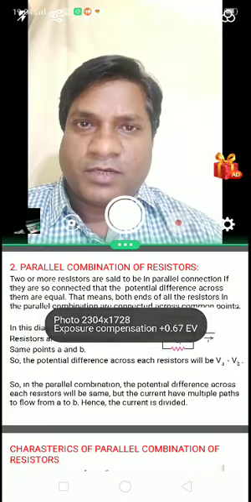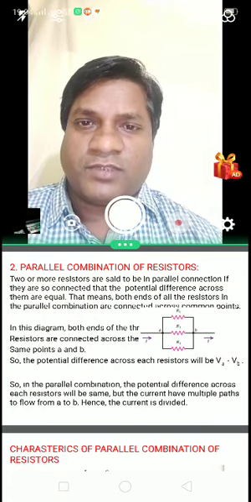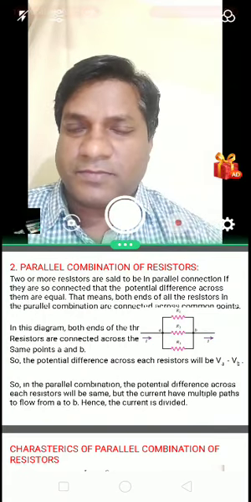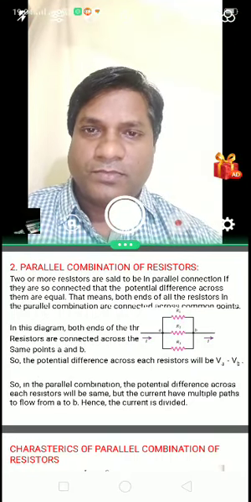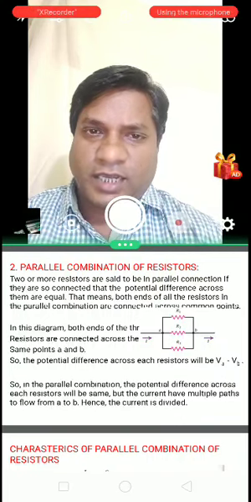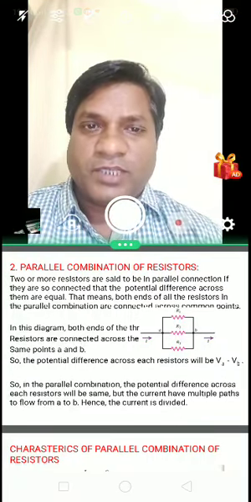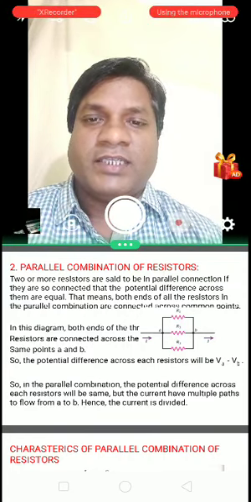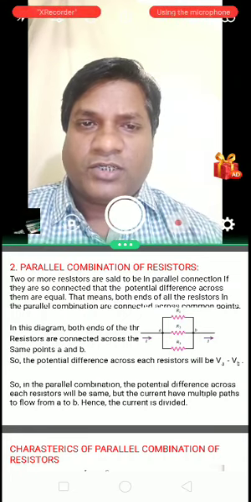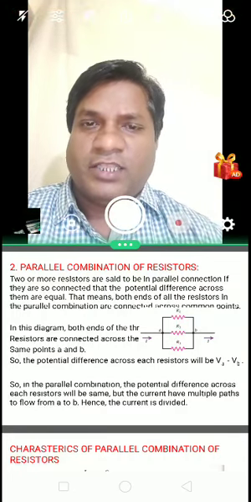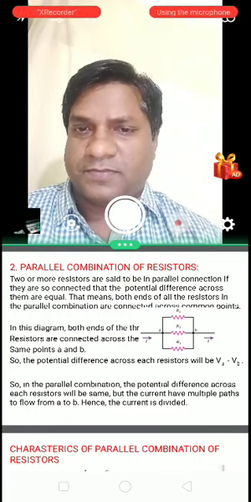So I hope you have understood the characteristics and how to tackle the problems of series combination of resistors. Now let's come to the parallel combination of resistors. Two or more resistors are said to be in parallel connection if they are so connected that the potential difference across them are same or equal. That means both ends of all the resistors in the parallel combination are connected across common points.